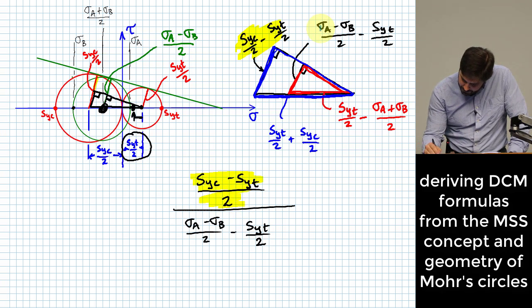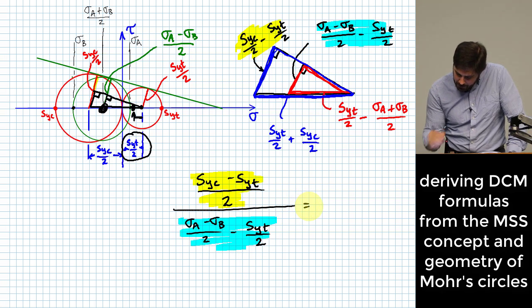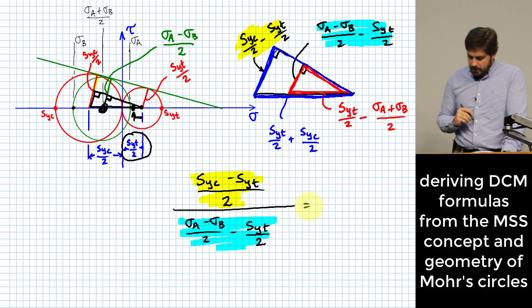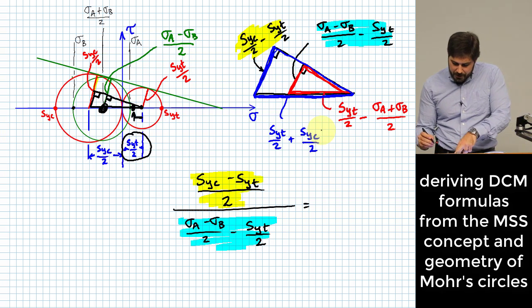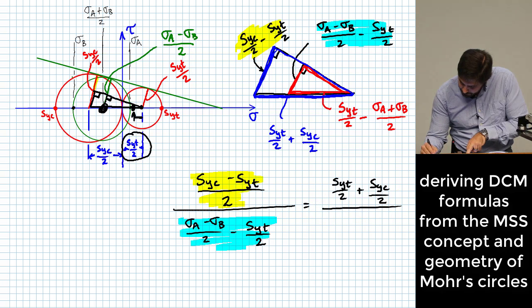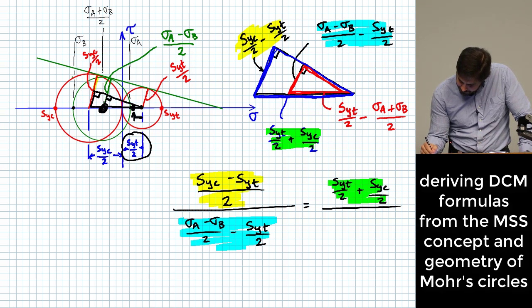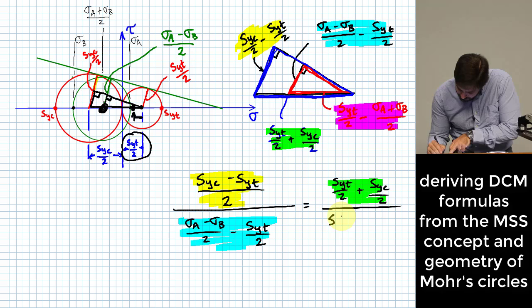Yellow goes to yellow, blue here goes to blue. This is going to be equal to these other two sides that also relate to one another. And we need to make sure we set them up in the same direction, right? Up here I'll have S sub yt over 2 plus S sub yc over 2. So that's this right here going there. And lastly, I have this side right here that will correspond with this denominator here.